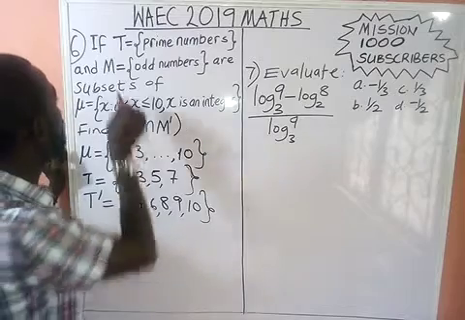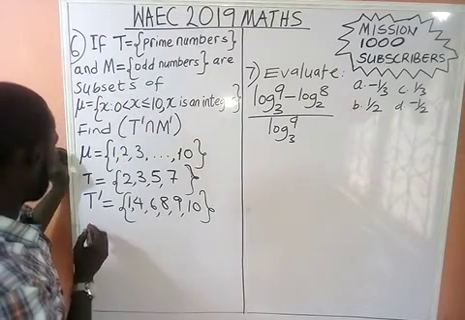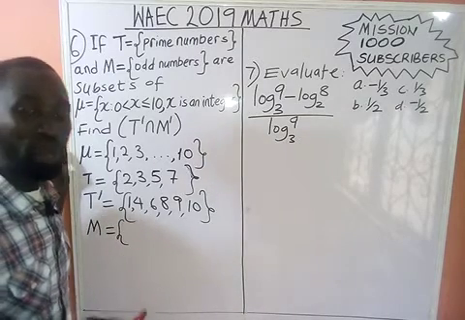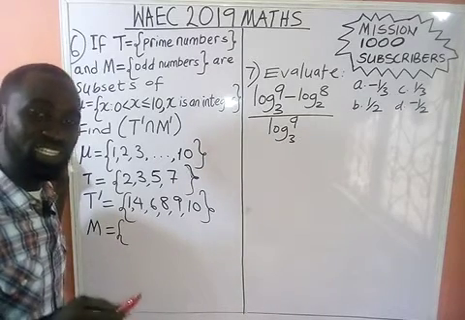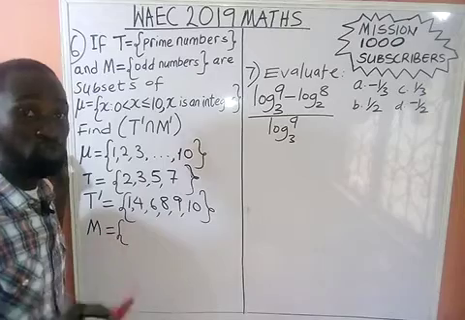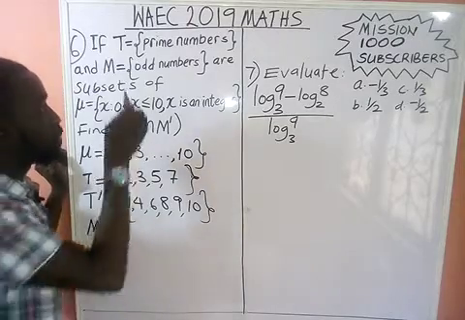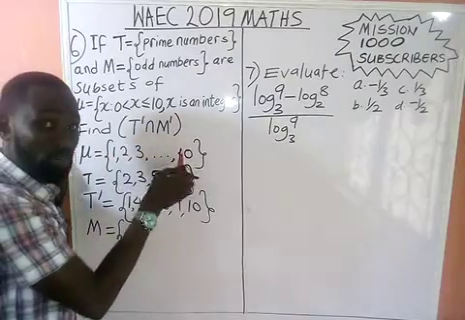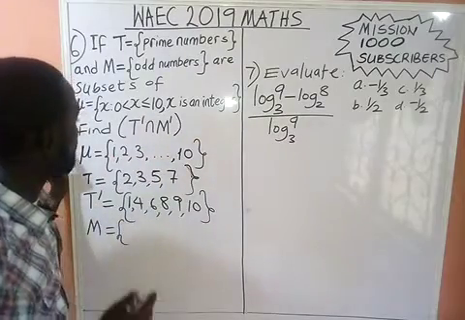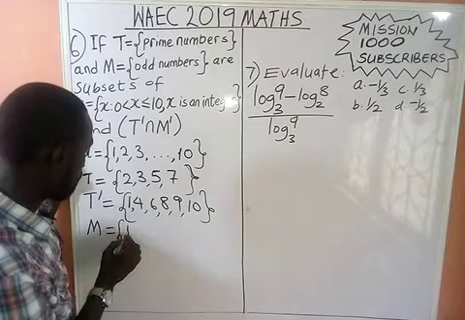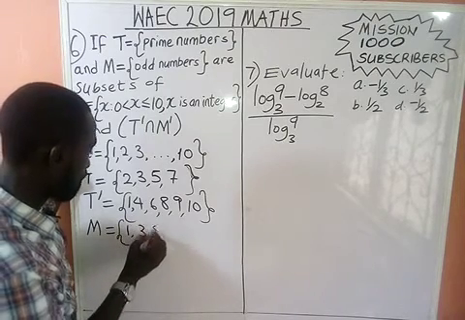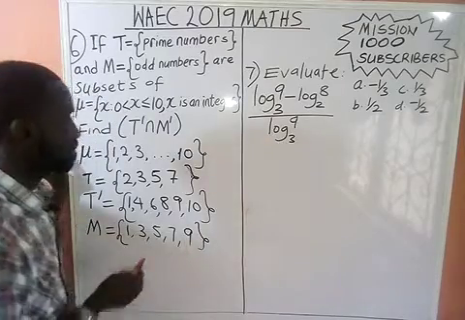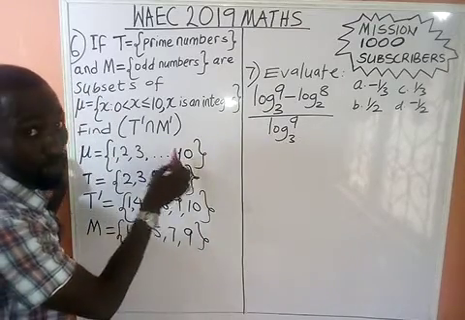So let's go to the next one, M. What are odd numbers, class? Odd numbers are numbers that are not divisible by 2. We have many of them, but the ones we're talking about here must be between 1 and 10. So let's list the odd numbers out. 1 is the first one. We have 3, we have 5, we have 7, we have 9. So these are the odd numbers contained between 1 and 10.